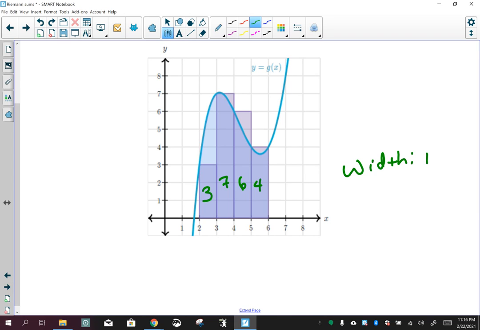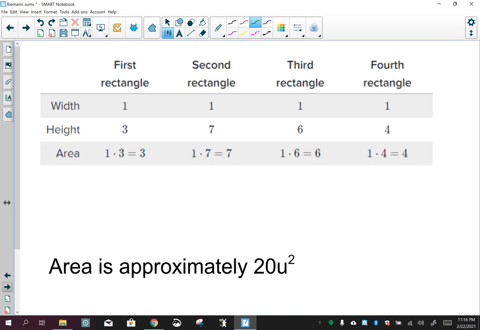So now I'm going to take my width times my height. I take my width, which is all ones, and my height, and I multiply using length times width. Then I'm going to take these answers and say, well, 3 plus 7 plus 6 plus 4. So my area is approximately 20.